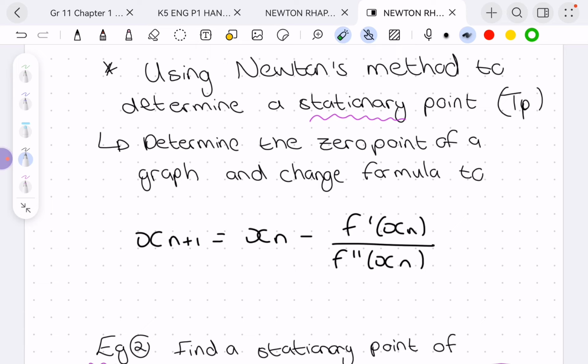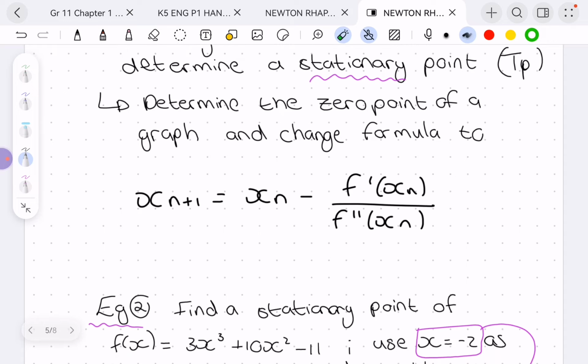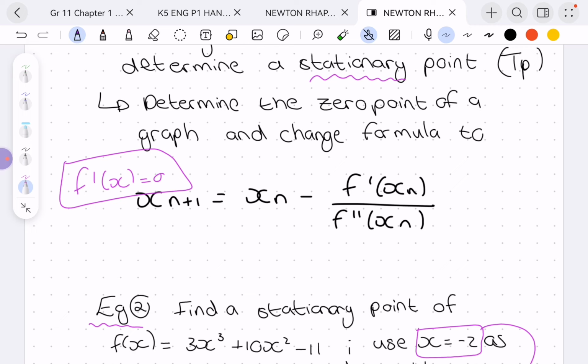I need to determine the 0 point of a graph and change the formula to the following. So now my function looks like this, where the first derivative is equal to 0. That's what we're trying to get. A stationary point is where the first derivative is equal to 0. So now my function changes to the first derivative on top divided by the second derivative at the bottom.